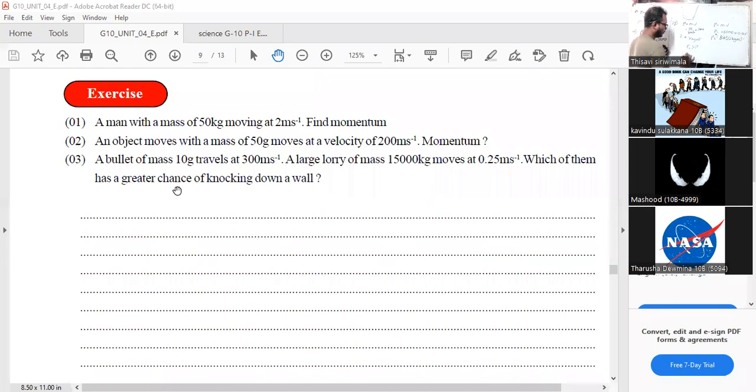Therefore, the lorry has a greater chance.